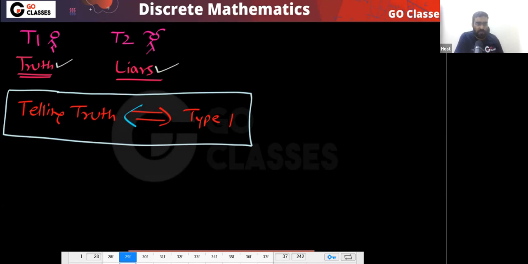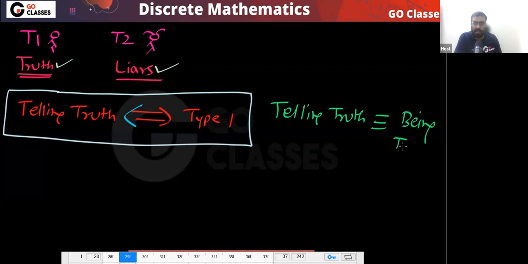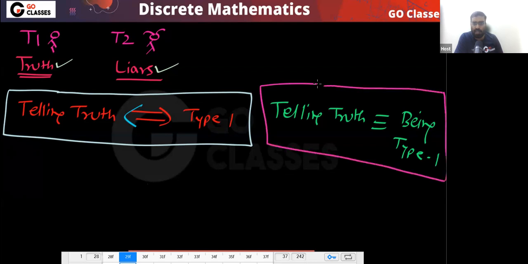So you can notice, very simple, that if you are telling truth, that means you are type one. And if you are type one, then you are telling truth. So these two things are same, there is a bi-implication. Telling truth is equivalent to being type one. Is this clear? Let me know.